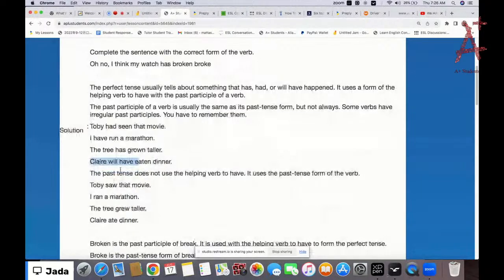Toby saw that movie. I ran a marathon. The tree grew taller. Claire ate dinner. So now this is the past tense form, and this is the past participle. Because some verbs are irregular, just like child and children, you're going to see seen, saw; run, ran; grown, grew; eaten, ate. So this is the past participle for this one, and this is the past tense.